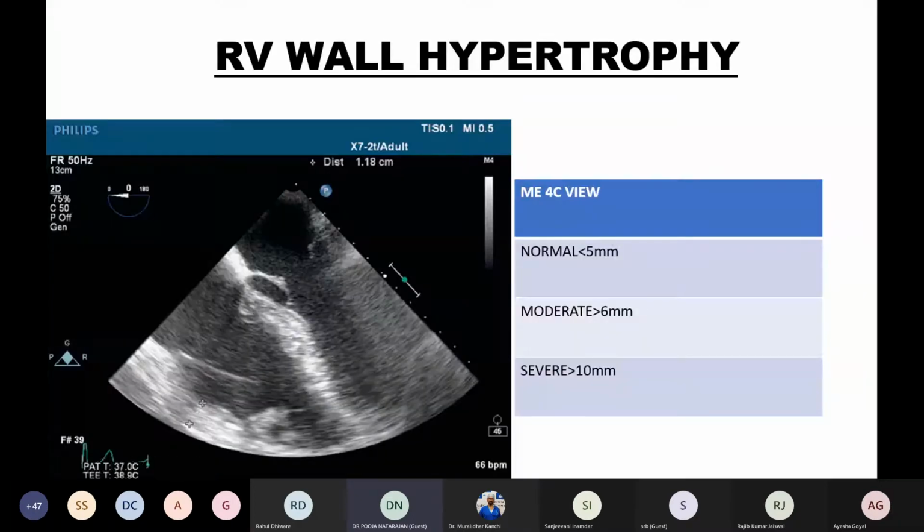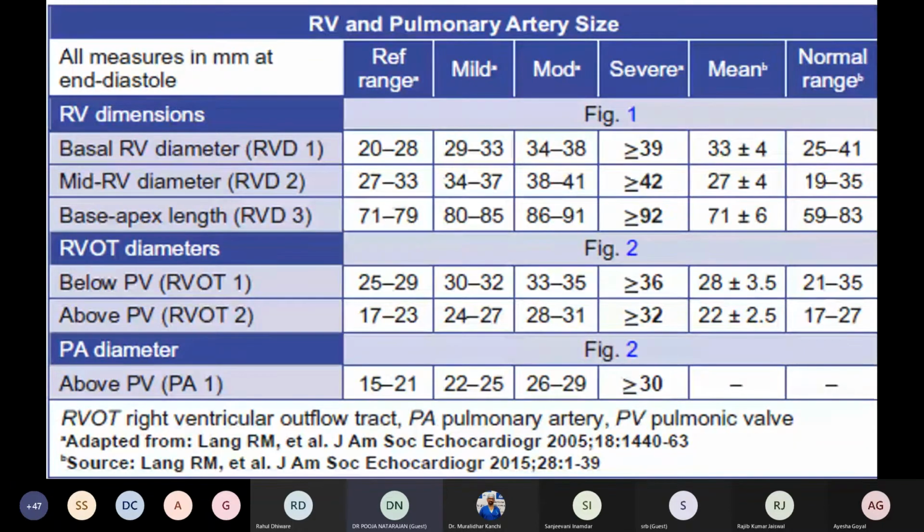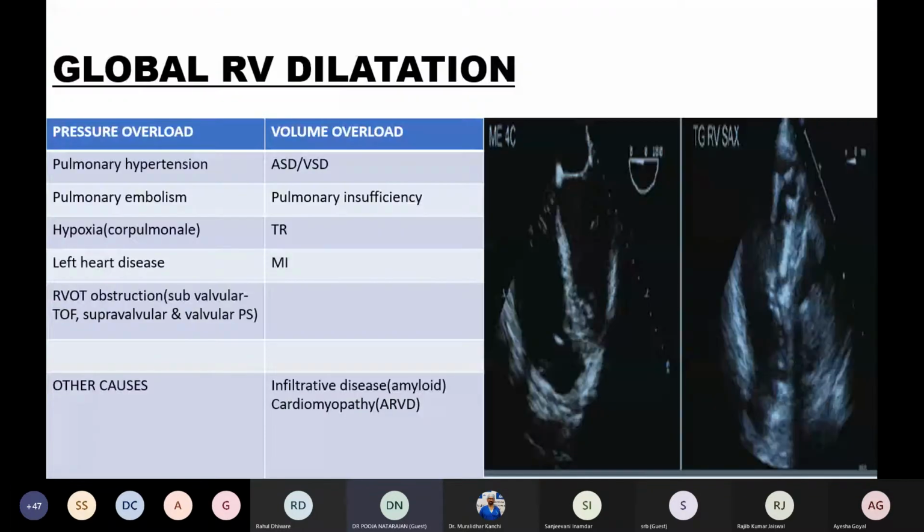Now we look at each component. RV wall hypertrophy is called if it is more than 10 mm, and we measure it here in the 4-chamber view. RV measurements are done in this way in the 4-chamber and the RV inflow outflow view, and these are the normal values. Anything more than 39 in the basal is called severe, and a basal apex length of more than 92 is called severe enlargement.